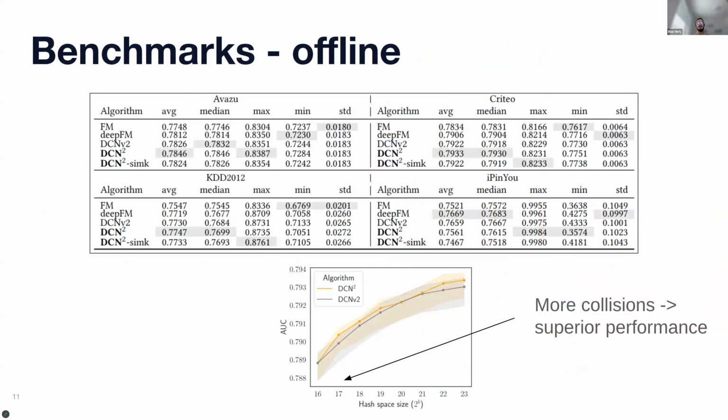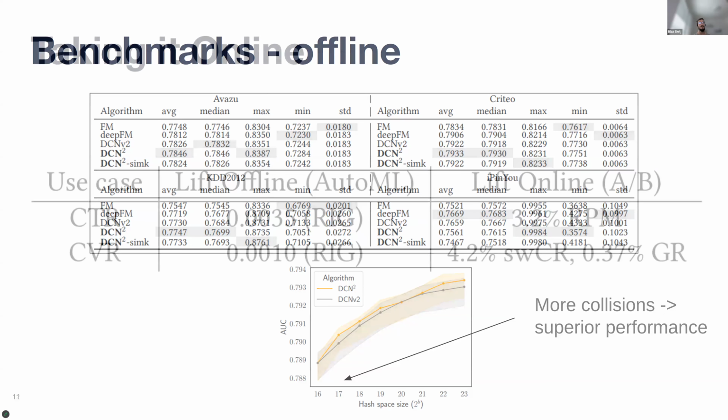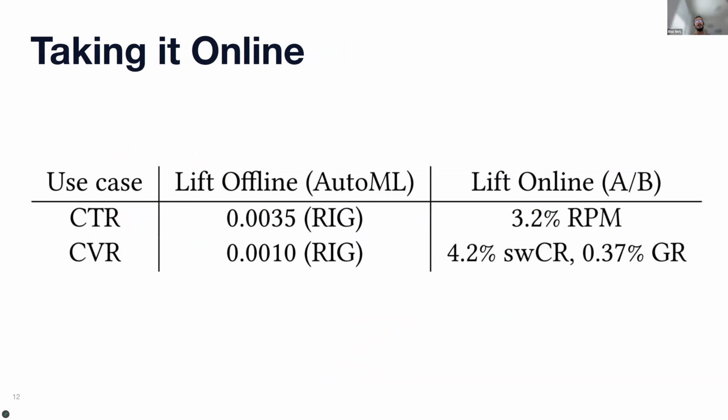When we did offline benchmarks, we observed we get quite competitive performance, and also when we inspected different hash space sizes and just switched the type of embedding layer, so from the one used in DCN V2 to the one used in DCN squared, we observed superior performance. When we took the model online, we observed considerable KPI improvements for CTR as well as CVR.